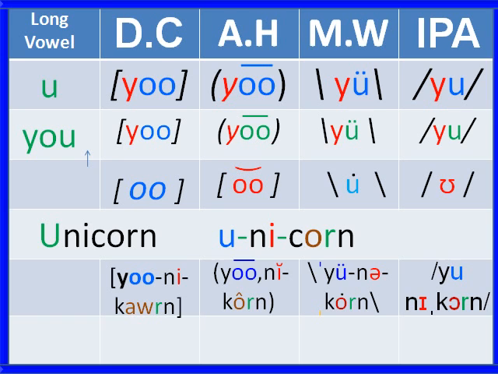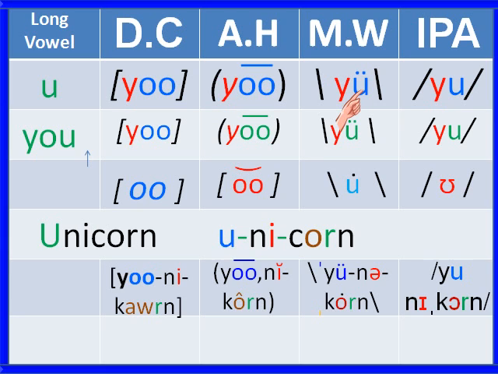In this presentation, we're going to be dealing with the long vowel U. Take a look at DC. You see the Y and the double O there? The double O makes the ooh sound. That's how it looks in the dictionary for the sound U. In American Heritage, the double O, ooh, has a line over the top. And with Merriam-Webster, if you see a U with two little dots over the top, that's the sound ooh.